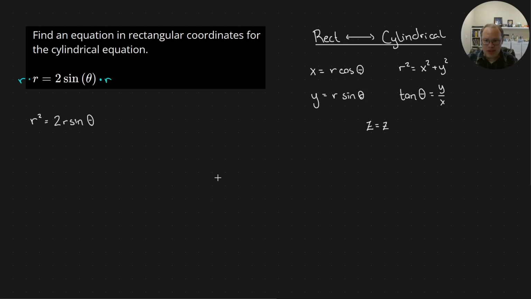But, and I wasn't even looking for this at the time, I also have benefits on the other side of the equation. Now this is r squared, not just r, and I have an equation that tells me the relationship between r squared and my rectangular variables. So now I can swap out all my cylindrical variables for rectangular variables. R squared becomes x squared plus y squared, and 2r sine theta becomes 2y.